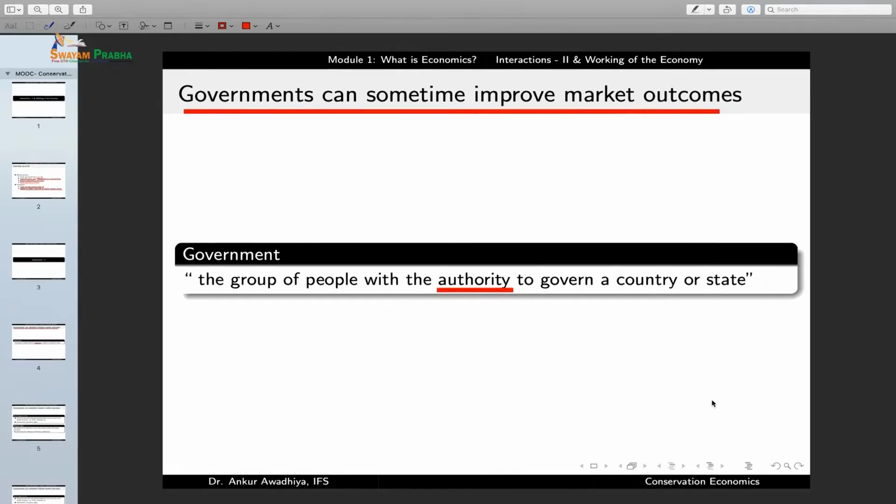You are working for the profit, you are working in self interest, but your self interest will only get fulfilled if you have a proper law and order that ensures that you will get your rewards. Now, who will ensure this law and order? So that is the role of government. So the government improves market outcomes by ensuring that the fundamentals for the working of the market are there.